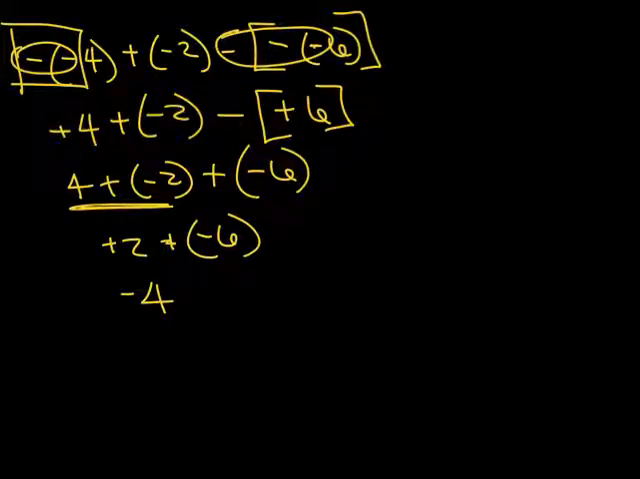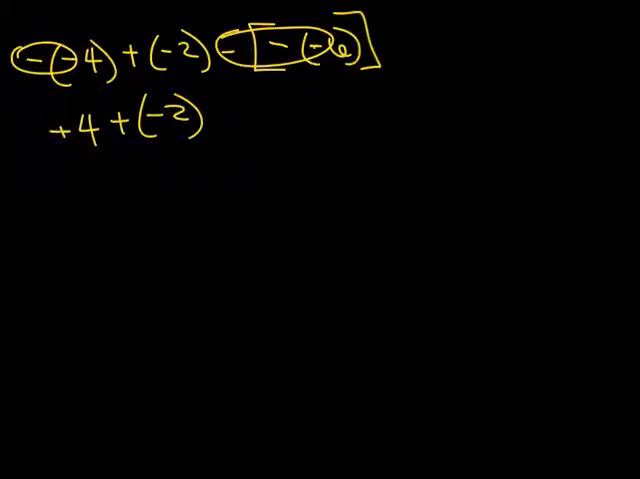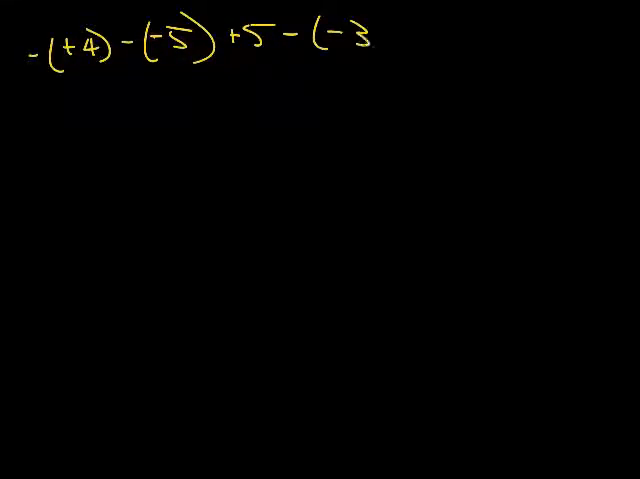Okay, the last one we're going to do will be example 7.4. And we're going to use negative, positive 4, minus negative 5, plus 5, minus negative 3, plus negative 6. So let's go ahead and get the signs all rearranged for us.